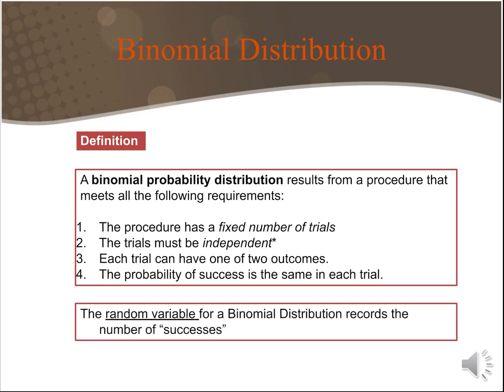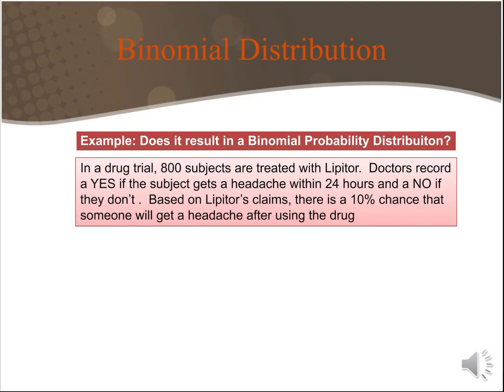So let's look at a couple of examples so you get a feel for this. The random variable, by the way, for the binomial distribution records the number of successes. So here's what I mean by that. Let's say that we have the following situation. In a drug trial, 800 subjects are treated with Lipitor. Doctors record a yes if the subject gets a headache within 24 hours and no if they don't. Based on Lipitor's claims, there is a 10% chance that someone will get a headache after using the drug. Does this result in a binomial probability distribution?